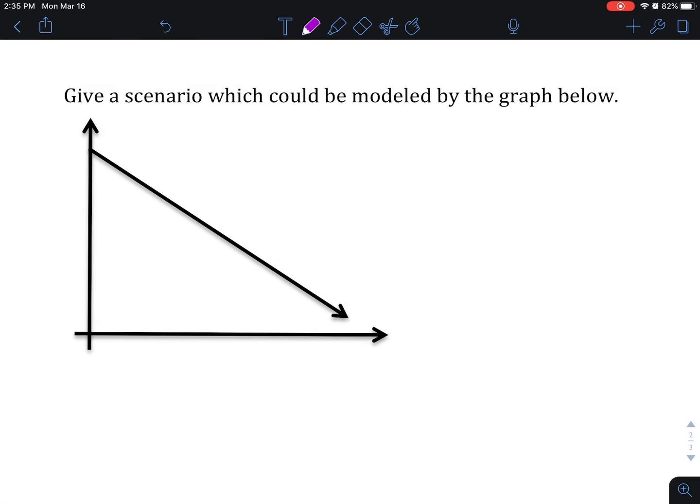So once you have an idea, you're going to go back into our Schoology folder, and you are going to be looking for the exit slip, which is going to ask you to write down a scenario which could be modeled by this graph. Go ahead and do that now.